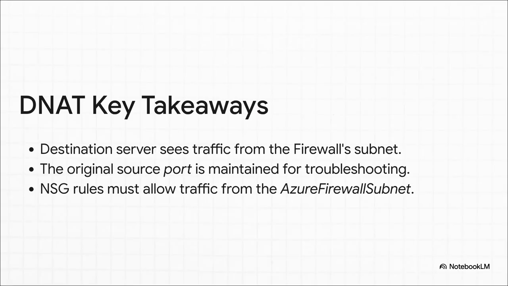Now, this behavior has some really direct practical consequences. First, when you're looking at your server logs, you're gonna see traffic coming from the firewall's subnet, not the original client. Second, the original source port is usually kept the same, which, let me tell you, can be an absolute lifesaver when you're troubleshooting. And finally, and this is a big one, your server's network security group, your NSG, must have a rule that allows traffic from the Azure Firewall subnet. If you forget that, the firewall forwards the packet, but the NSG just drops it.